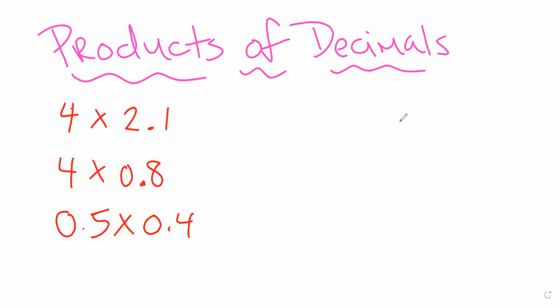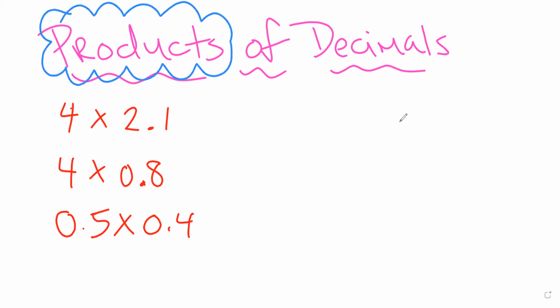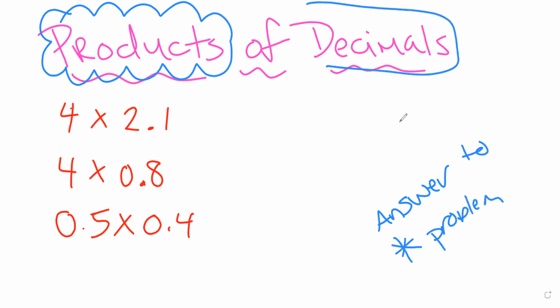Of course, as always, you know me, I like to break down some vocabulary. As we start today with this concept of products, remember, product itself is the answer to a multiplication problem. And decimals, those are the parts of wholes. Remember that a decimal is a part of something. There can be whole numbers with decimals, all right?